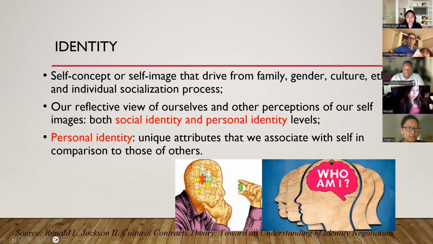As illustrated in this theory, the core concept of this theory is identity. So the identity is the self-concept or self-image that we get from our family, gender, culture, ethnic, and individual socialization process. So we mainly have 2 levels of identity: the social identity and the personal identity. So for the personal identity, this is the unique attributes that we associate with ourselves, especially in comparison with those of others.